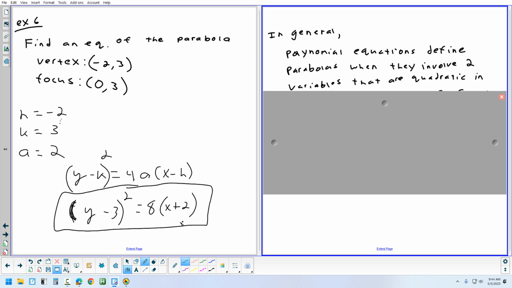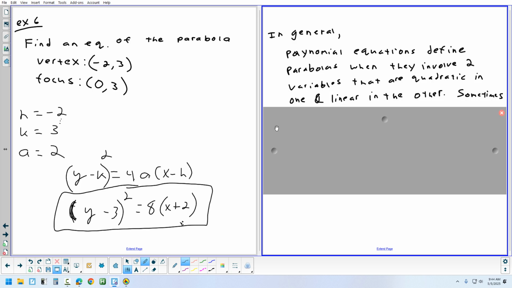Okay, so I've kind of been saying this all along, but generally, when you have one letter that is quadratic, or squared, and the other letter is linear, that's what makes it a parabola. Every other conic section that we study this week, both letters are going to be squared. The x and the y will be quadratic.